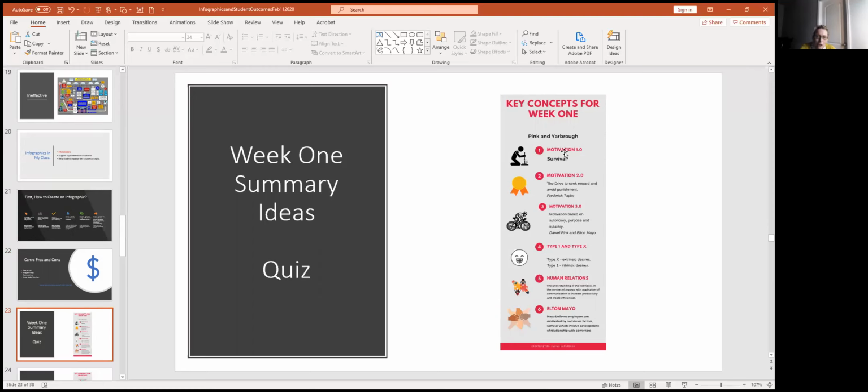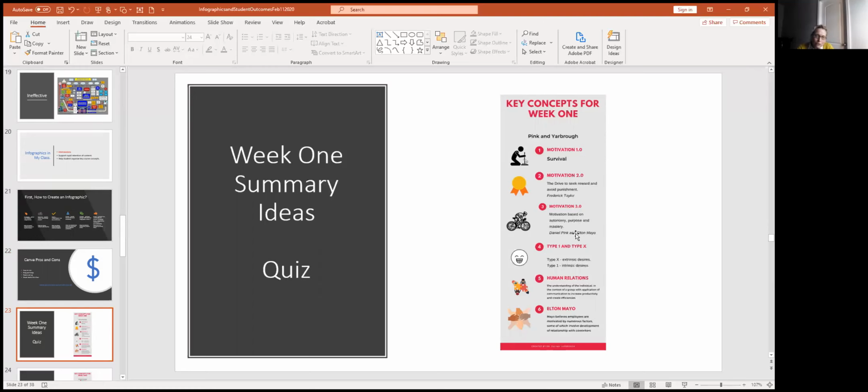And I would give them just motivation 1.0, your survival motivation, and a picture. Motivation 2.0 would be your rewards and your punishment, so it has a reward picture. Motivation 3.0 is going to be your autonomy, your purpose, your mastery. And I was sure to cite them so that the student had the theorist or the person who in our course is credited with this idea.